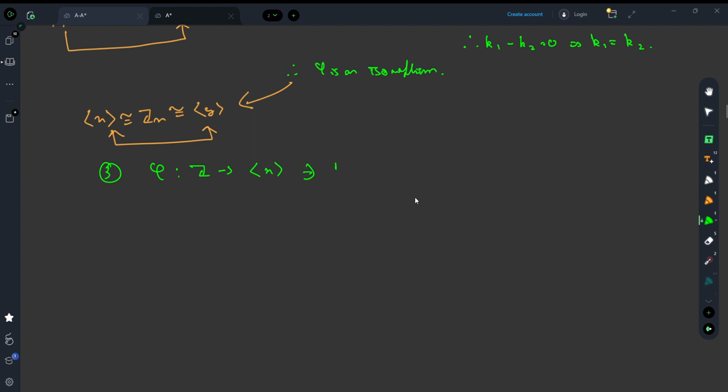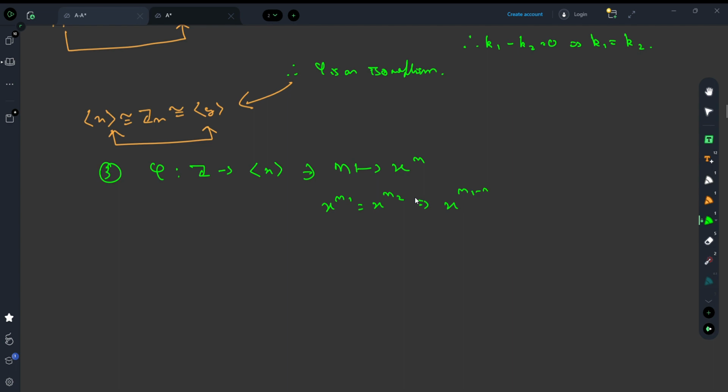Okay. What about the third statement? In the third statement as well, you choose a map from Z to this such that any integer n gets mapped to x to the power n. Clear? Okay. So we map n to x to the power n. Now the steps of the proof are quite similar.